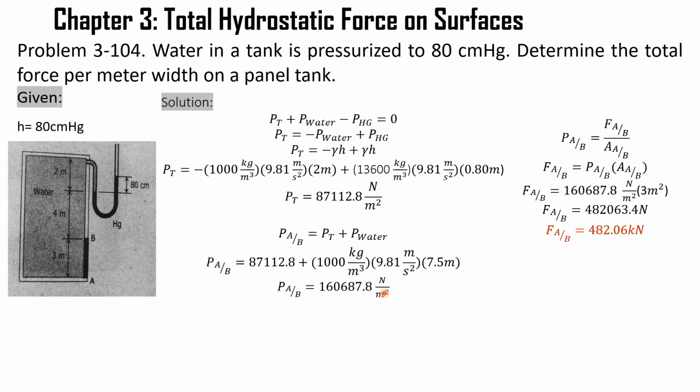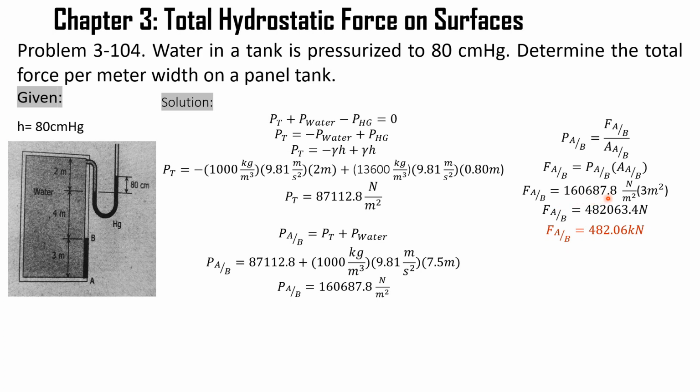So now we can proceed in solving the total force per meter width on a panel of the tank. To solve that, we are going to use the formula for pressure, which is pressure is equals to force over area. Then multiplying both sides by area, we will have force acting on the gate A and B is equals to pressure acting on A and B times the area of our gate.